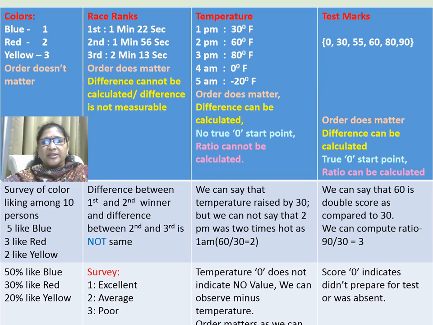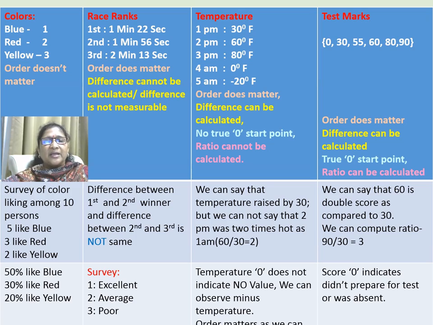Let us have a look at this table where there are 4 columns and 3 rows. We have taken some examples to understand the difference between the 4 attributes well. The first example of an attribute is color, and color could be blue, red and yellow. Here we have given some numbers to it as 1, 2 and 3. We could have given blue as 2, red as 1 and yellow as 3 again. Here order doesn't matter.